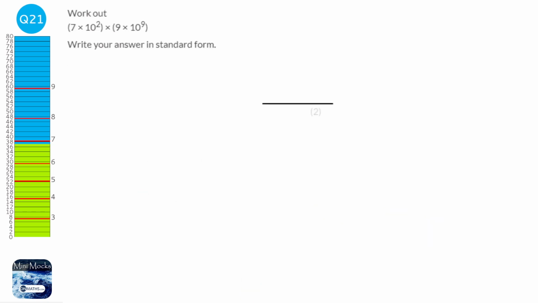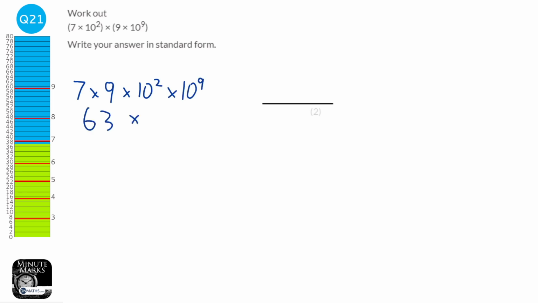When we multiply numbers, it doesn't actually matter which order we multiply them. So I can rewrite this as 7 times 9 times 10 to the power of 2 times 10 to the power of 9. 7 times 9 is 63. And 10 to the power of 2 times 10 to the power of 9, we add the powers, so it'd be 10 to the power of 11. Now here we've got a problem. It looks like standard form, but it is not standard form, because standard form has to be a number between 1 and 10, but not including 10. And here we've got 63.